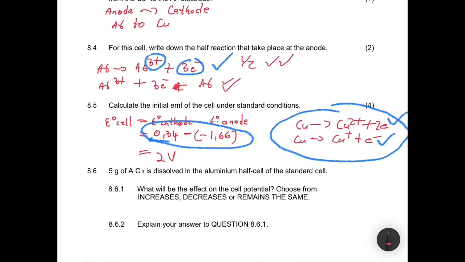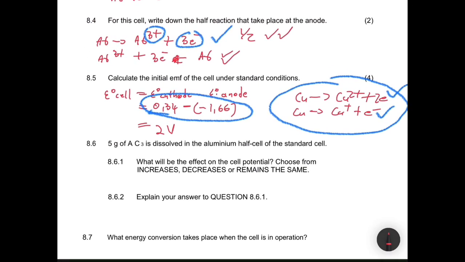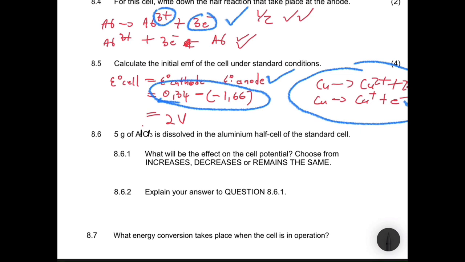If we were given an electrolytic cell, then we would be expecting an initial EMF that is negative, right? Let's move to 8.6. 5 grams of AlCl3 is dissolved in the aluminium half cell of the standard cell.